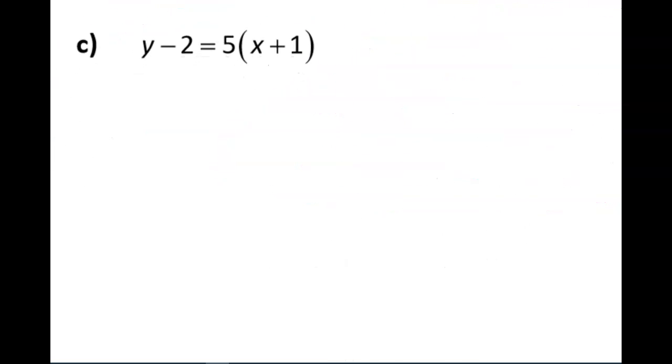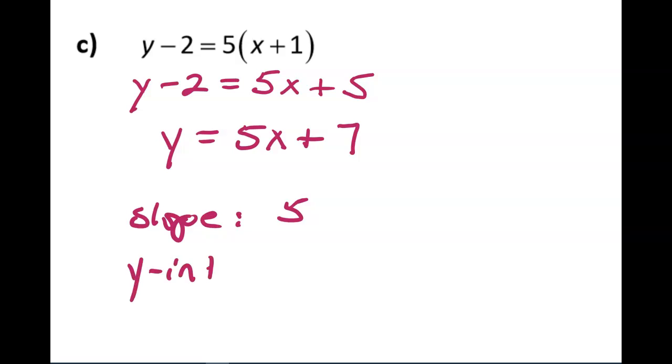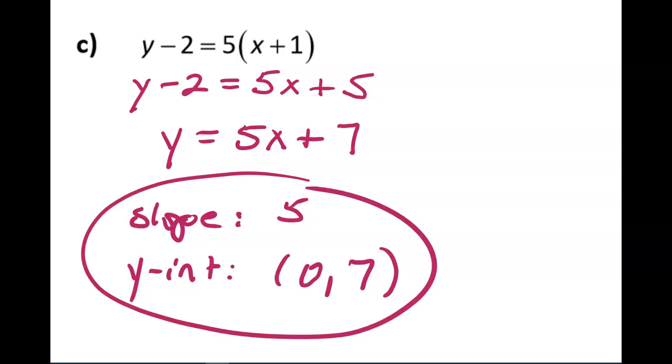All right, let's check out one that's a little bit different. In C, in order to solve this one for y, we've got some distributive property to do first. So we're going to distribute that multiplication times 5 over the x plus 1, and that gives us 5x plus 5. And then adding 2 to both sides, we get 5x plus 7. So our slope is the coefficient of x, that's 5, and the y-intercept is the point (0, 7). All right, let's check out one more that's similar.